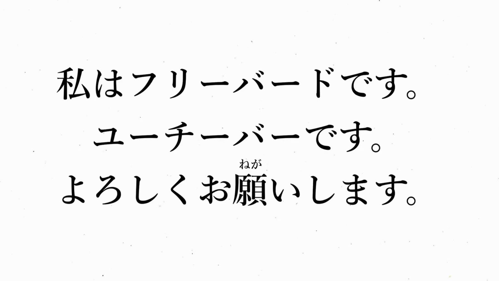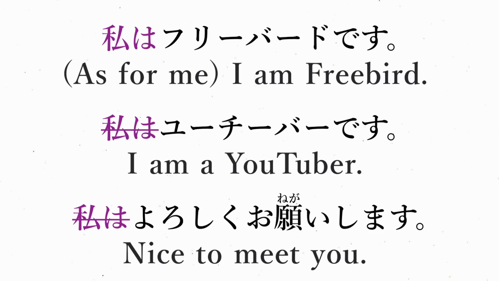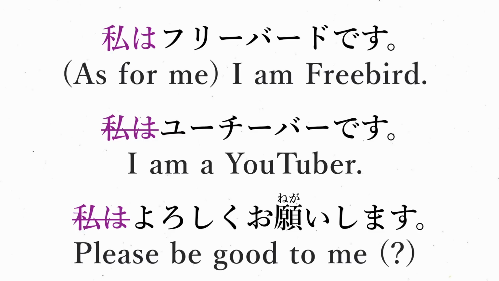So if I want to say, I'm Freebird, I'm a YouTuber, nice to meet you, what I would say is, 私はフリーバードです。YouTuber です。よろしくお願いします。Notice how I only have 私は in the very first sentence. I don't have it in the second sentence, YouTuber です, because it's implied that the topic of that sentence is me. And in the final sentence, よろしくお願いします. Literally, it means something like, please be good to me. And because of that, the topic is also implied because it's a common introductory greeting.